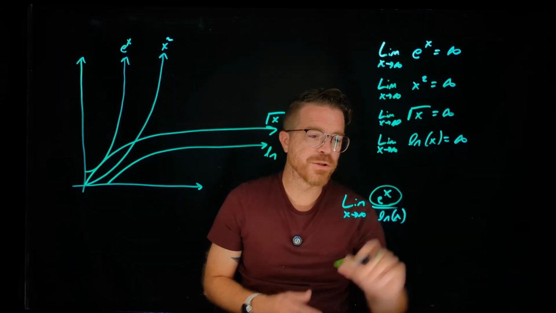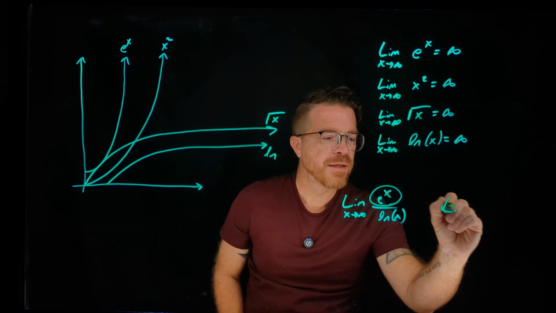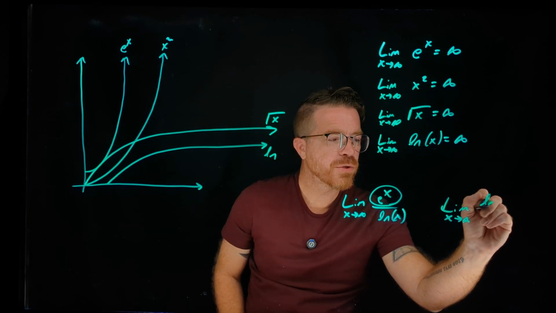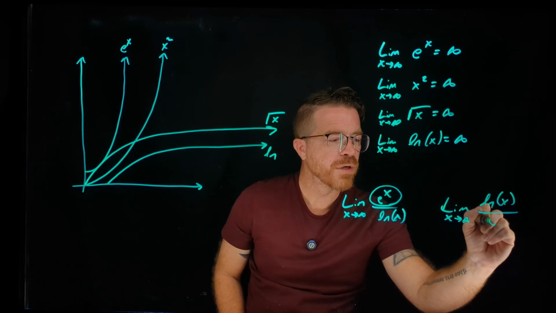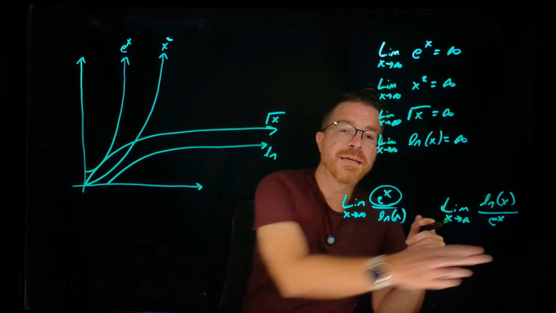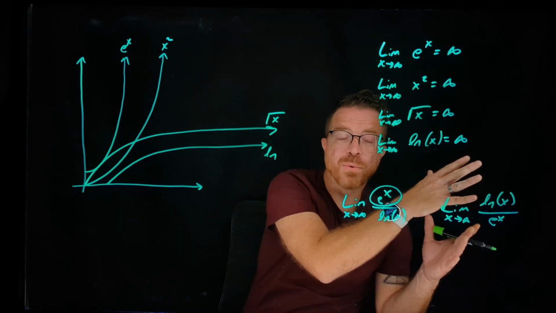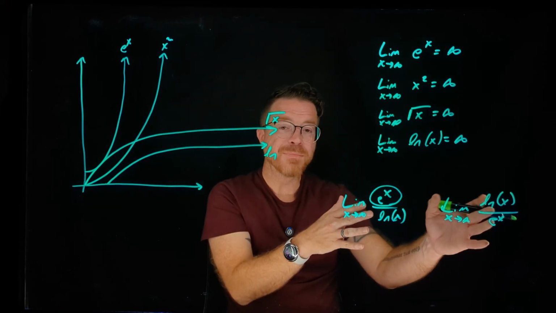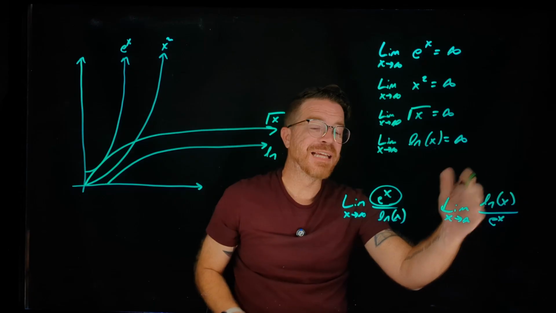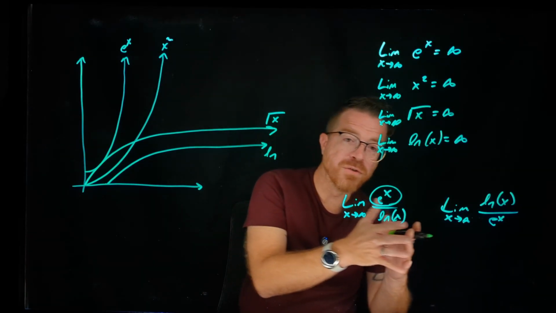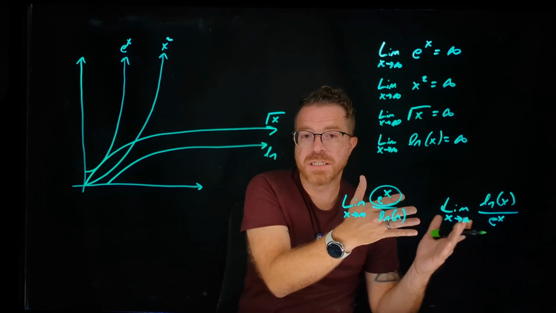Or what if I had it the other way? What if I had the limit as x approaches infinity of the natural log of x over e to the x? Well, in this case, the denominator is growing significantly faster, meaning that while they're both going towards infinity, the bottom term is getting bigger faster, meaning that the total fraction is getting smaller, so this one is going to converge to 0 in this case.